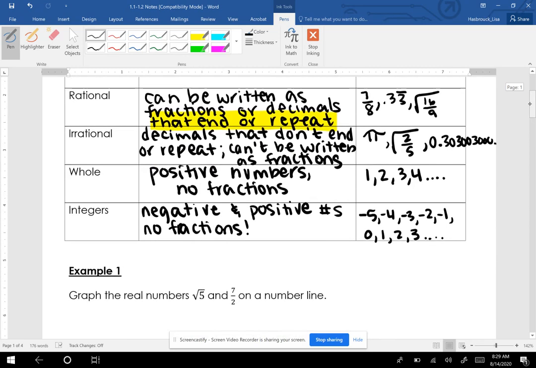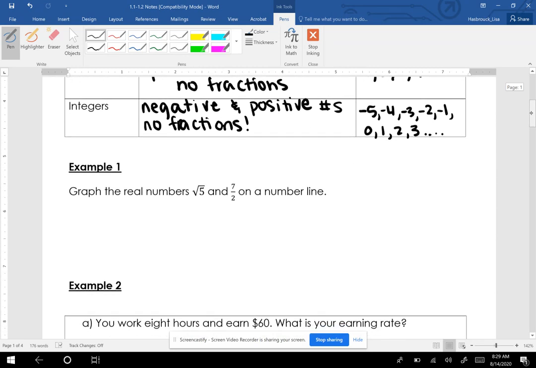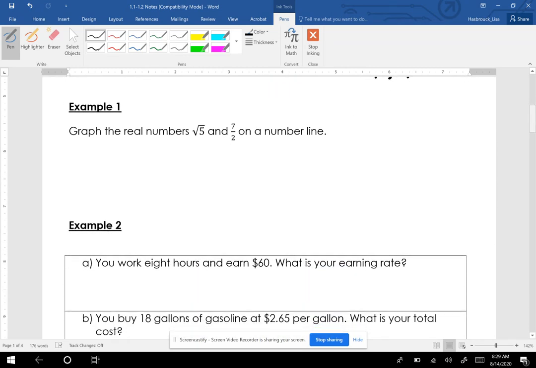Okay, so now that we've gone over some of the definitions, we're going to go on to some examples. Our first example is to graph the real numbers, the square root of 5 and 7/2 on a number line. So let's go ahead and start by drawing our number line. We know that square root of 5 and 7/2 are both positive, so we could start by just drawing the positive numbers on the number line. Now it's important to realize we have to go far enough that our number line will include both of these.